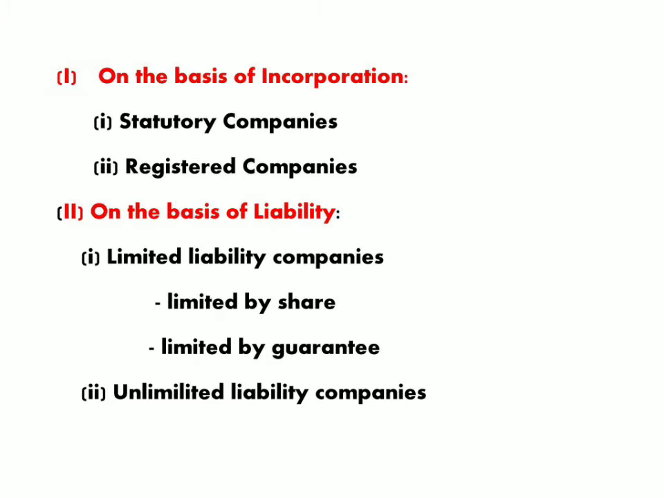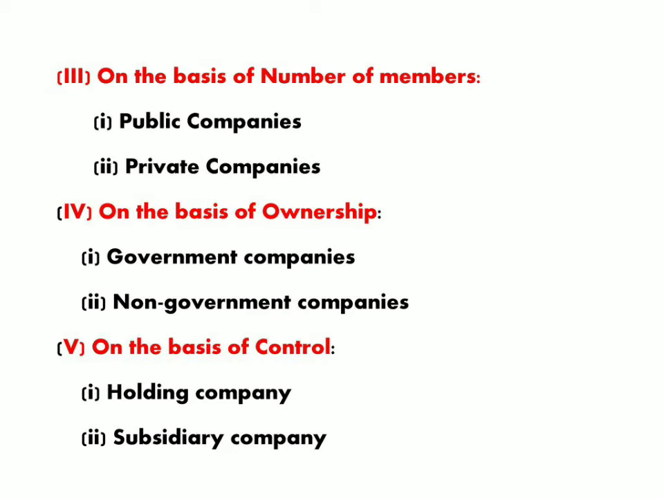There are 2 types of company on the basis of number of members: 1. Public companies. 2. Private companies. On the basis of ownership, there are government companies and non-government companies. On the basis of control, they can be classified as holding company and subsidiary company.